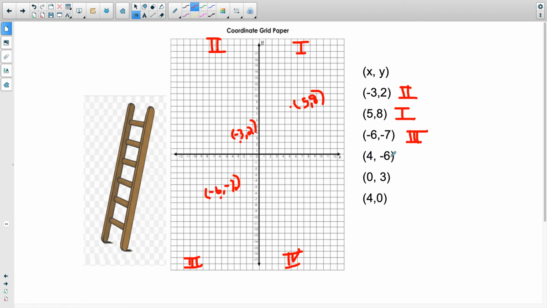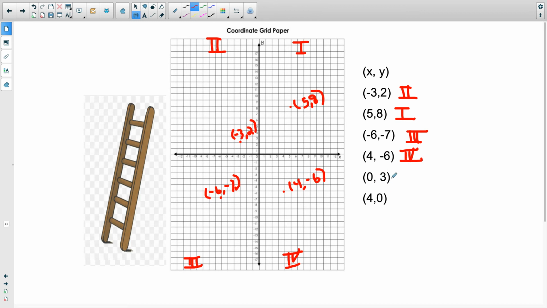I have 4, -6. I have 1, 2, 3, 4. It's a positive 4, so I move right, my positive numbers. Then -6, which means I'm going to go down. 1, 2, 3, 4, 5, 6. Put my dot there. And this is 4, -6. And that's in quadrant 4.